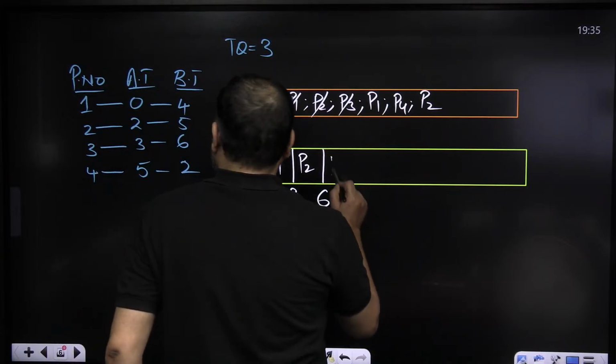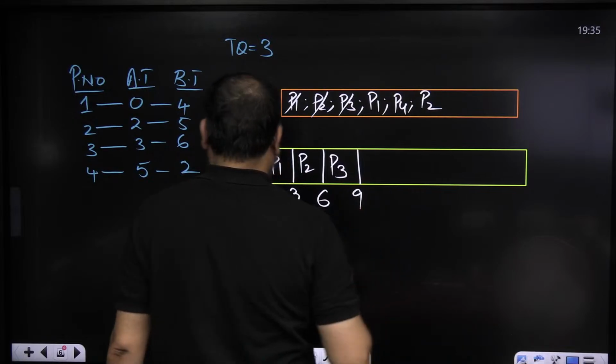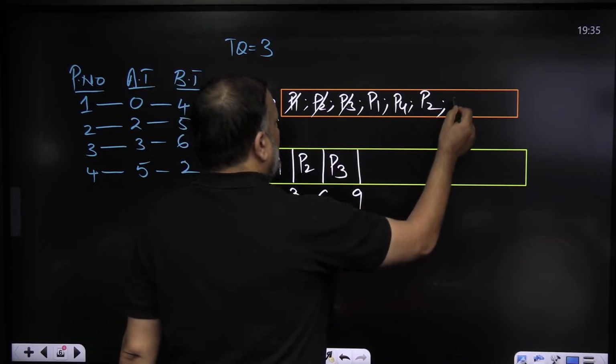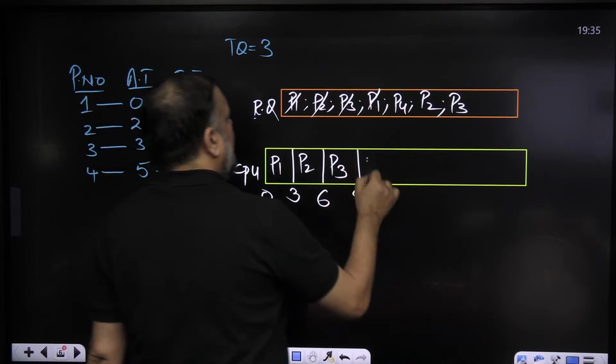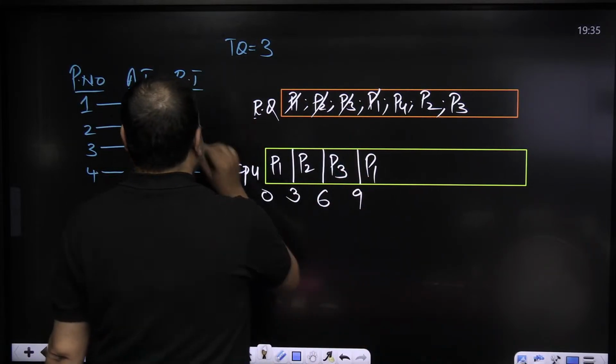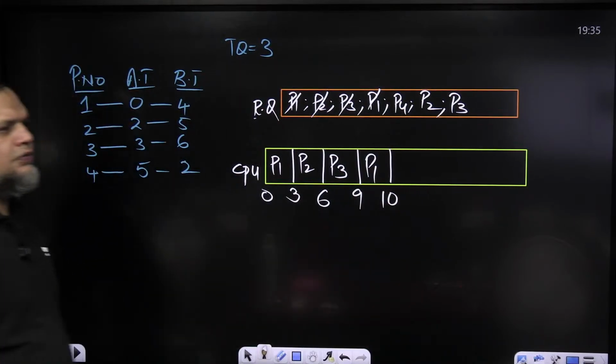So next to run is P3. P3 का requirement है 6, so it will run for 3 units. 6 plus 3, 9. And now no new process is going to come, इसीलिए हम P3 को यहां पर ऐड कर देंगे. Next to run is P1 again. P1 has a balance of 1 unit, so it is going to finish at time 10. P1 finishes at time 10.